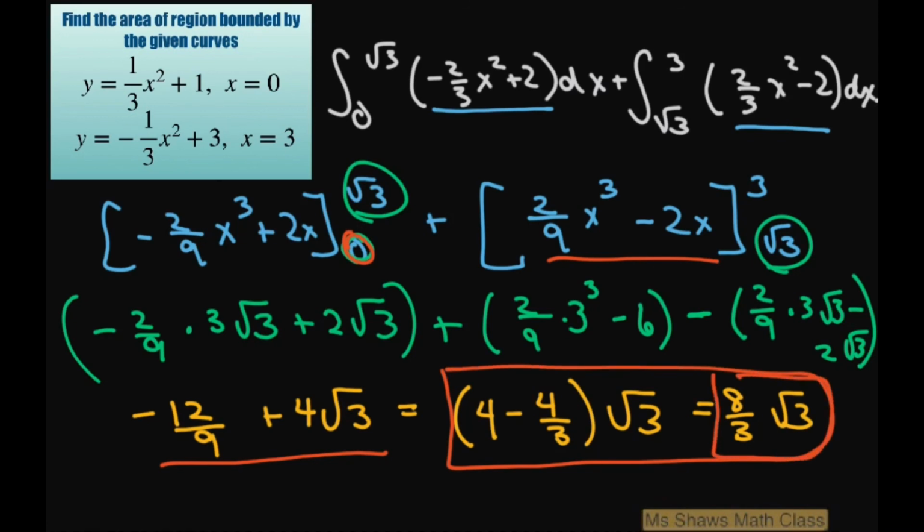Of course, you could simplify this as negative 4/3, and then this would be plus, if you have a 3 here, 12/3 times square root of 3, and then you just factor out that. So that's what I did here.